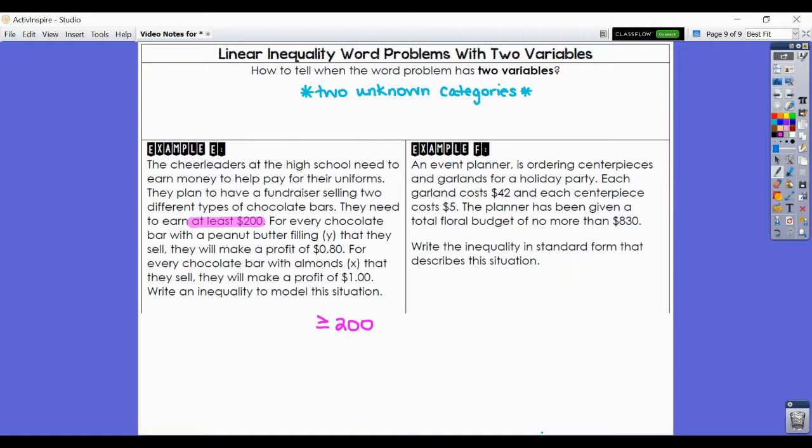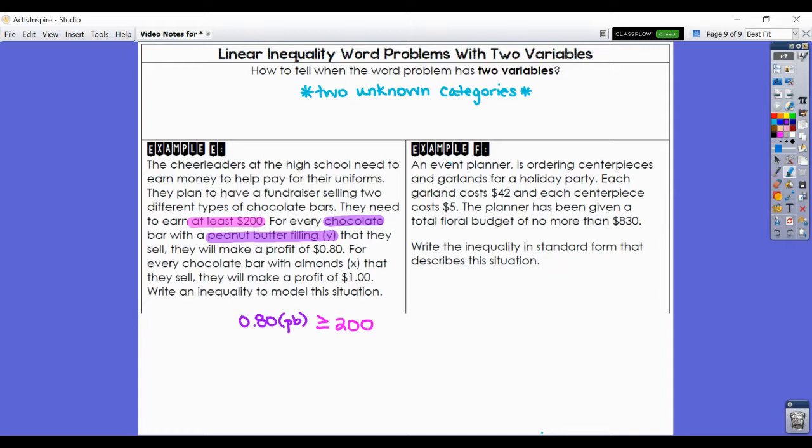For every chocolate bar with a peanut butter filling, so right away that is going to be my Y as labeled here, but we have chocolates with peanut butter, and they will make a profit of 80 cents each. So that will be 0.80 with the peanut butter. We'll put PB there for those chocolates in that information.